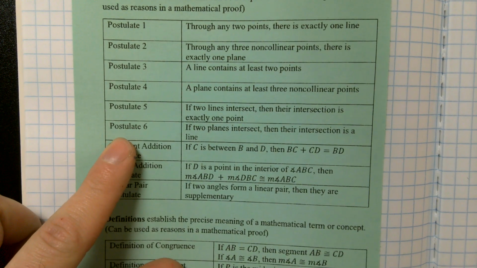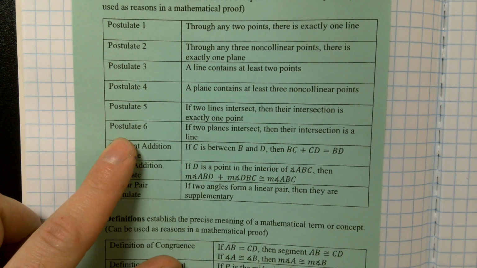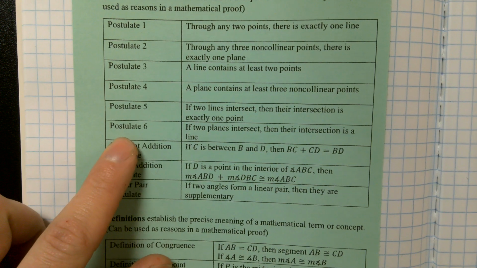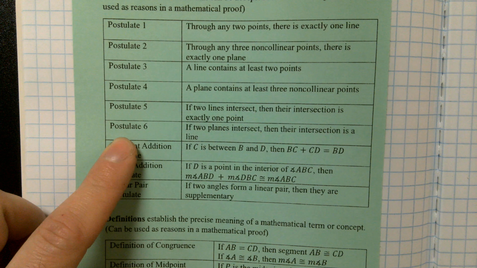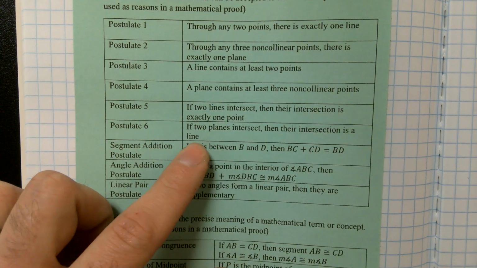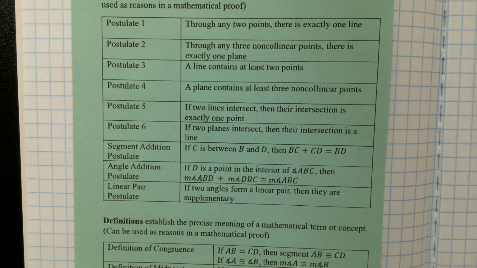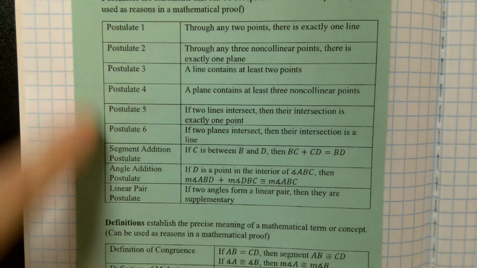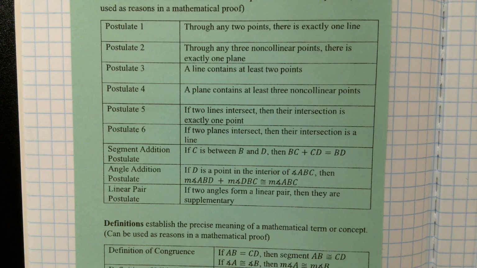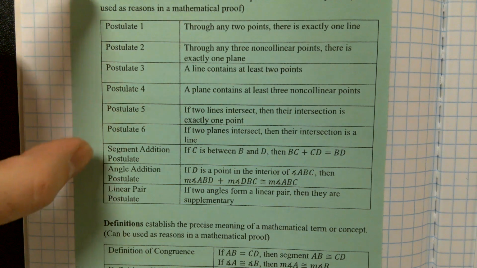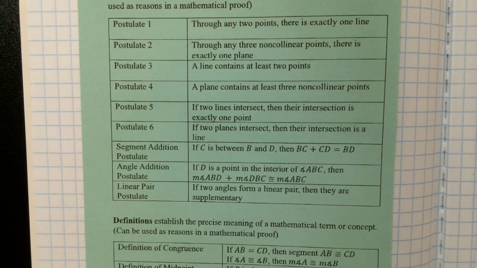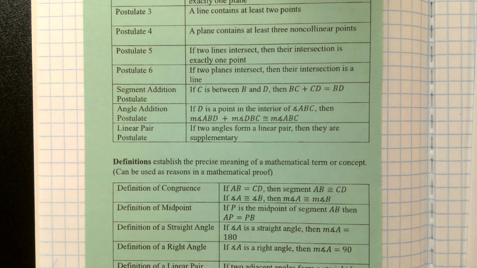Tia, go for it. If two planes intersect, then their intersection is a line. Exactly. That was the demonstration I did with the paper where I cut a hole in it and put the paper through it. You guys remember that? Oh, yeah. So 2 planes intersecting, that line is the intersection there. So these are all just obvious things that we know, but if we're going to use them as a reason, we need to know what they are. Okay, now let's get into some different stuff.